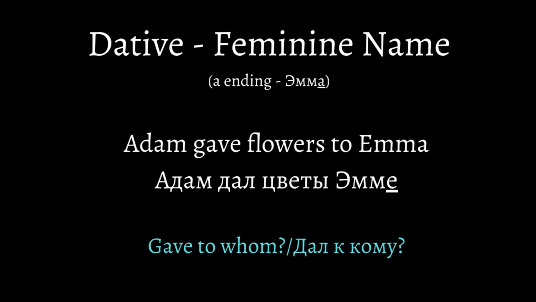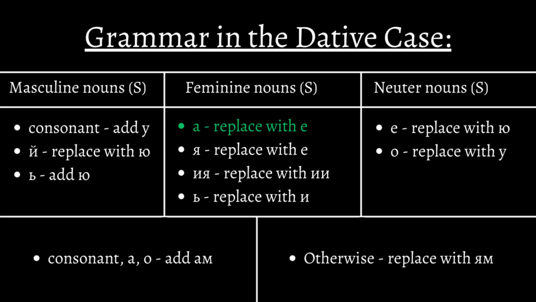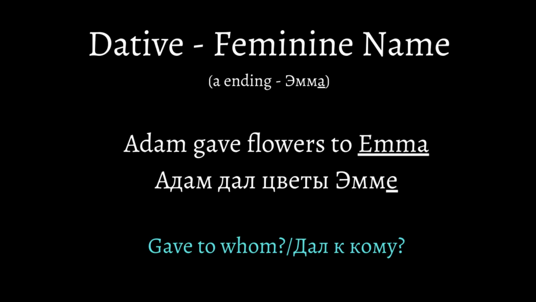At last, here is an example that I gave at the beginning of the video, which involves a feminine noun. Adam gave flowers to Emma. Adam dal цветы Эмме. In this case, we have a direct object of flowers and an indirect object of Emma. Even though I'm using advanced grammar in this phrase, simply focus on the name Emma. Emma changes to Emme because again, the grammatical rules of changing endings in singular feminine nouns work the same way as with names. The difference here is that Emma is a feminine name that ends in a, so we change it to ye because it's singular.